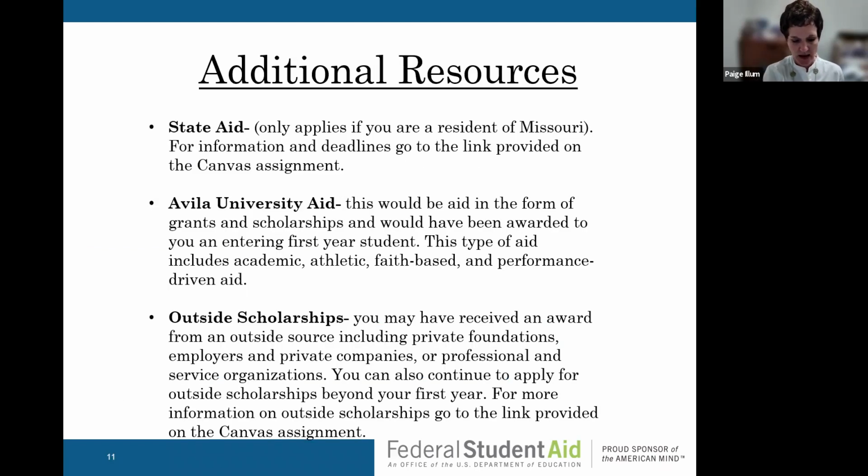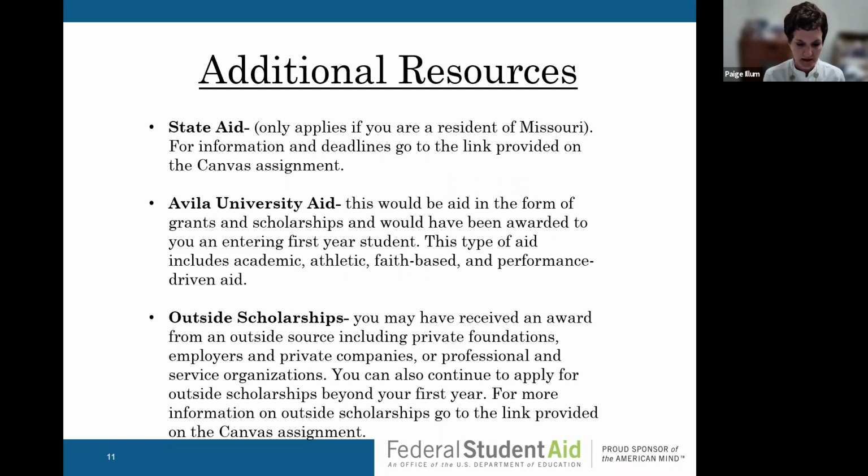Some additional resources. There's state aid. This would apply to students if you're a Missouri resident. And again, I have included a link on the Canvas assignment because there are deadlines associated with it, but it can be a great source of additional grant money. We also have Avila University aid. This would be academic aid, athletic aid, faith-based aid, and performance aid. And again, most of those are in the form of scholarships for students, so they do not need to be repaid.